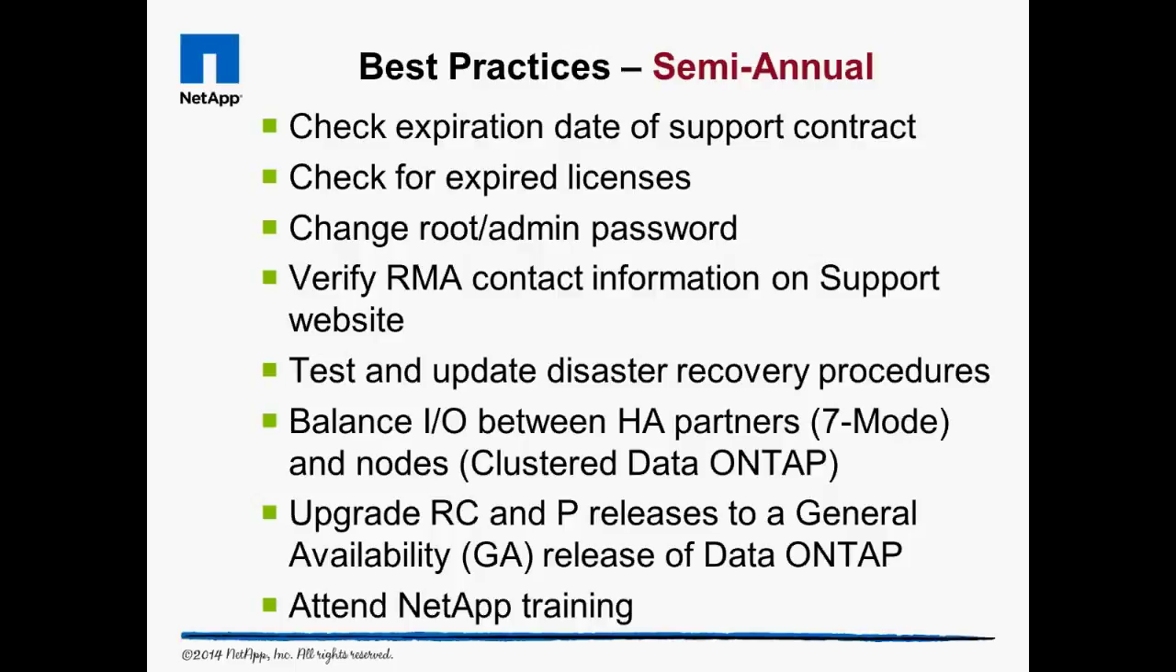High availability pairs work best when both controllers are operating at 50% or less of their capability, so there is a limited performance degradation during a failover. Unless your systems are running a general availability release of Data ONTAP, schedule an upgrade to install a GA release. The behavior of GA releases is better known, so they are easier to troubleshoot when there are problems. Finally, keep your skills and knowledge current by taking training or attending a NetApp sponsored event.